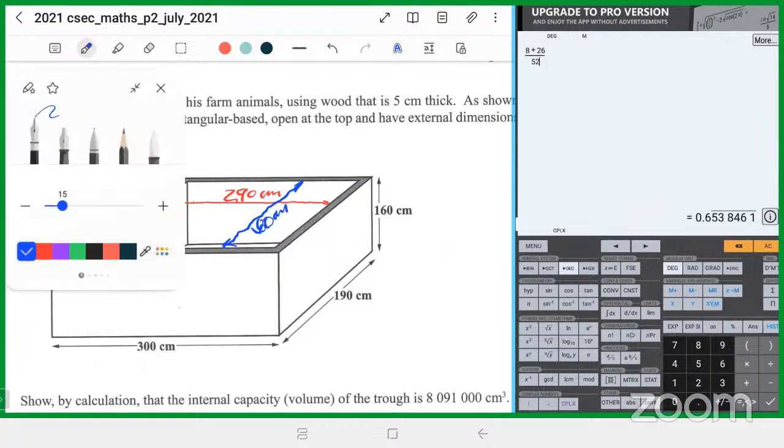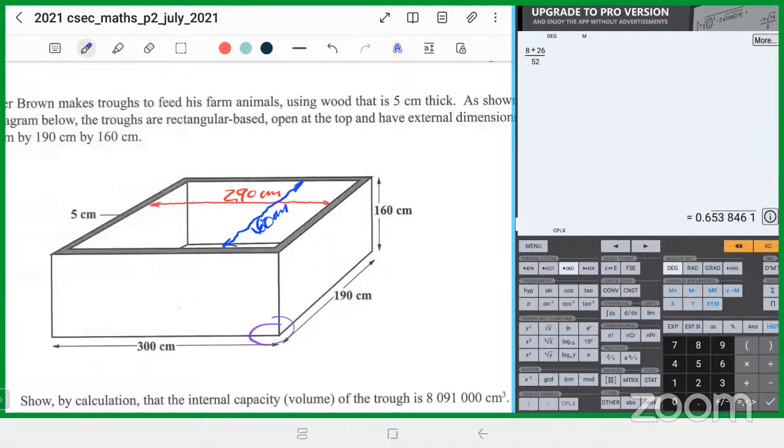Then the depth of the box internally, let's do that part in purple. Only the bottom alone has 5 centimeters thickness internally there. That is shown over here. This is the internal depth of the box. So I can draw it in purple. We're subtracting 5 alone now, because only the bottom is covered. So it would have been 160. Subtract 5, it becomes 155. So this is 155 centimeters. So the internal dimensions are 290, 180, and 155.